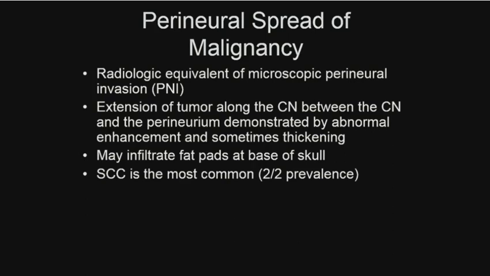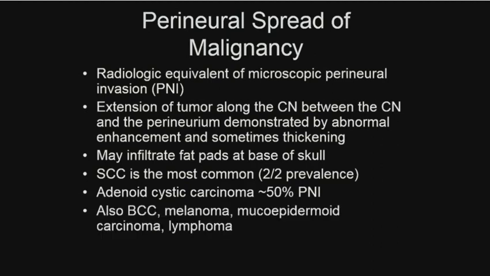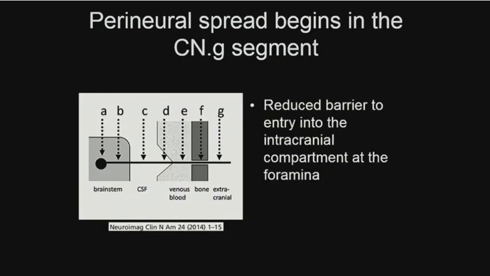Squamous cell carcinoma is the most common malignancy to demonstrate perineural spread in the head and neck, and this is because it's the most prevalent. Adenoid cystic carcinoma, on the other hand, per tumor, is much more apt to demonstrate perineural invasion. About 50% of the tumors do demonstrate perineural invasion histologically, with a very poor prognosis and higher rate of recurrence when that's seen. Basal cell carcinomas, melanomas, mucoepidermoid carcinomas, and lymphomas can also produce perineural spread of malignancy.